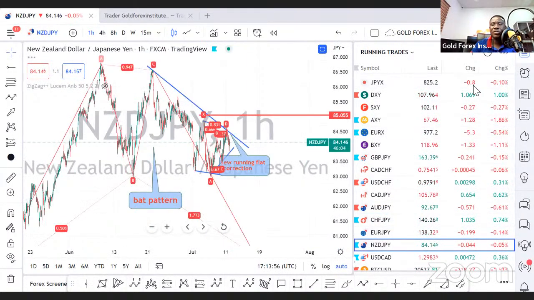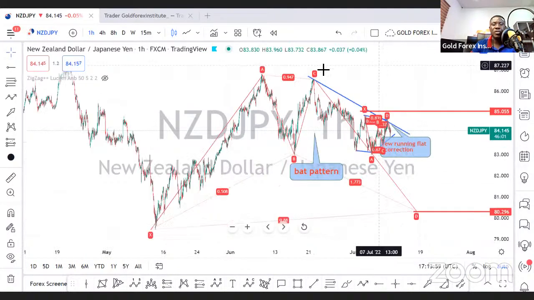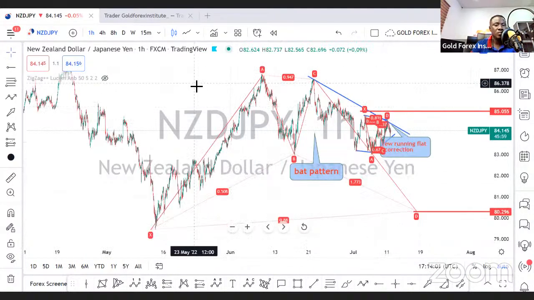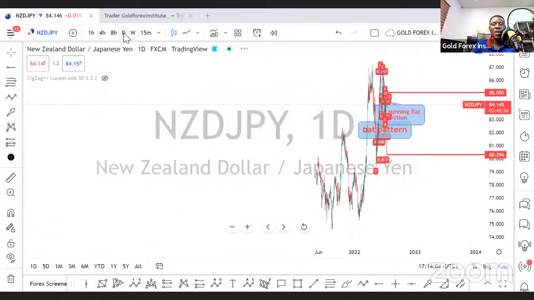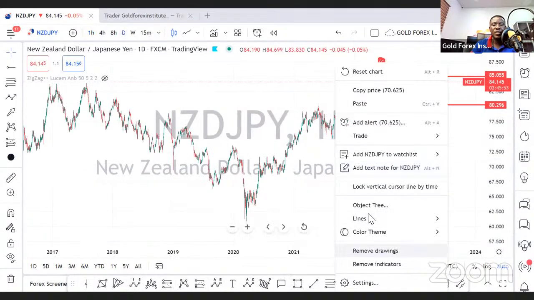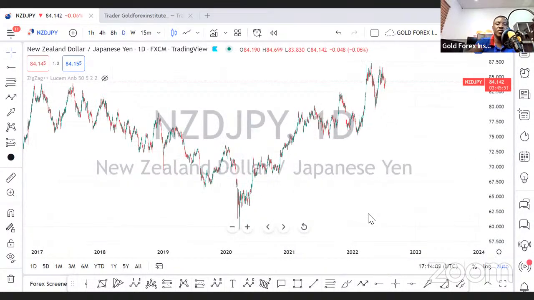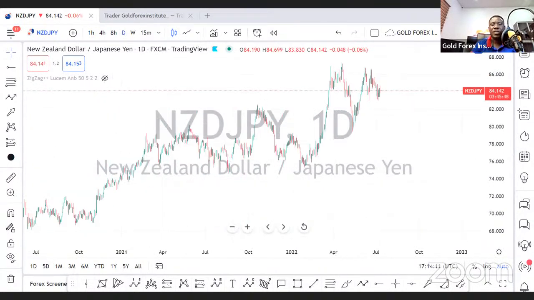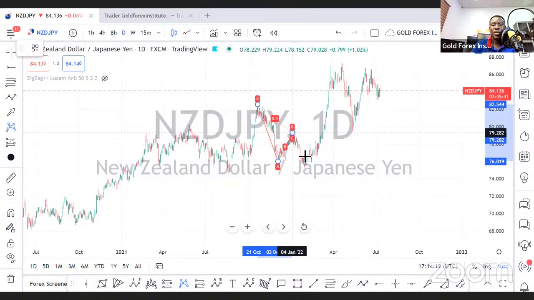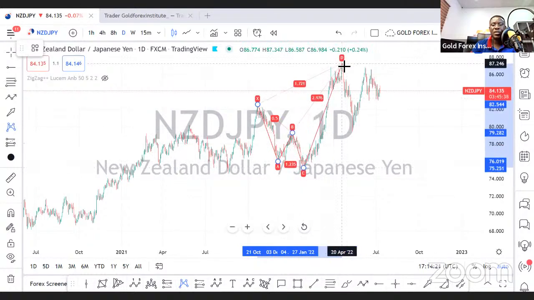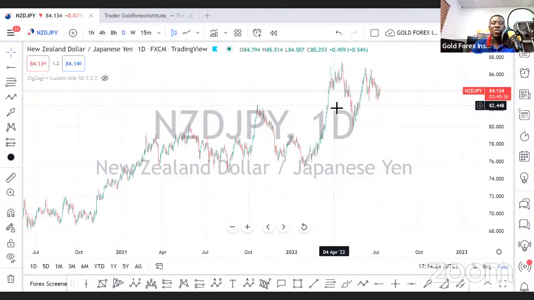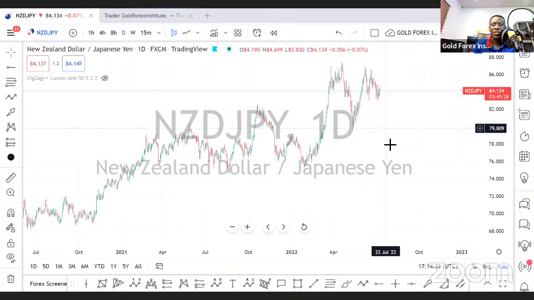Okay. Now let's look at the NZDJPY. Someone asked that question. So the whole pattern, let me remove it. So the whole pattern is this. Now we had a harmonic pattern over here. Okay, we had a harmonic pattern, right? Now when it completed, so this was actually an impulsive move, and this is forming a flat correction.